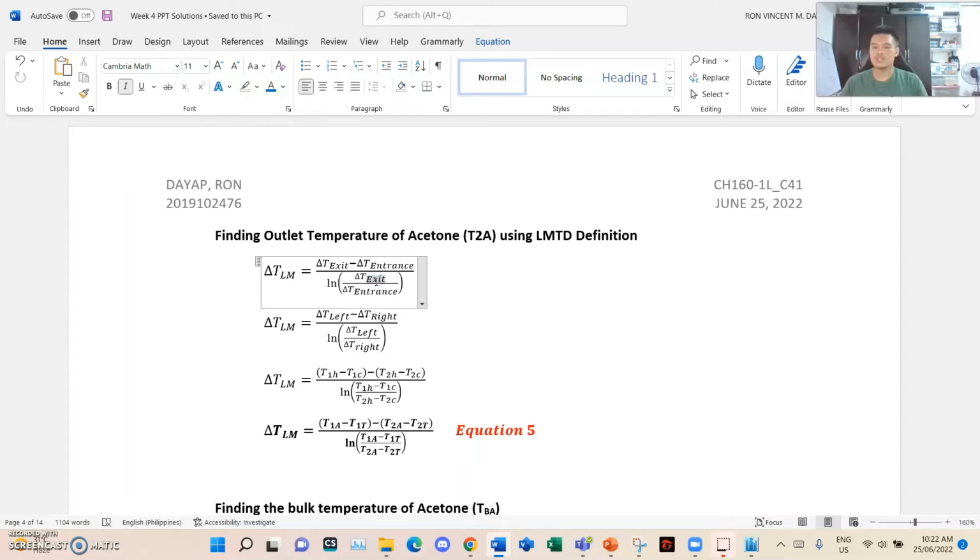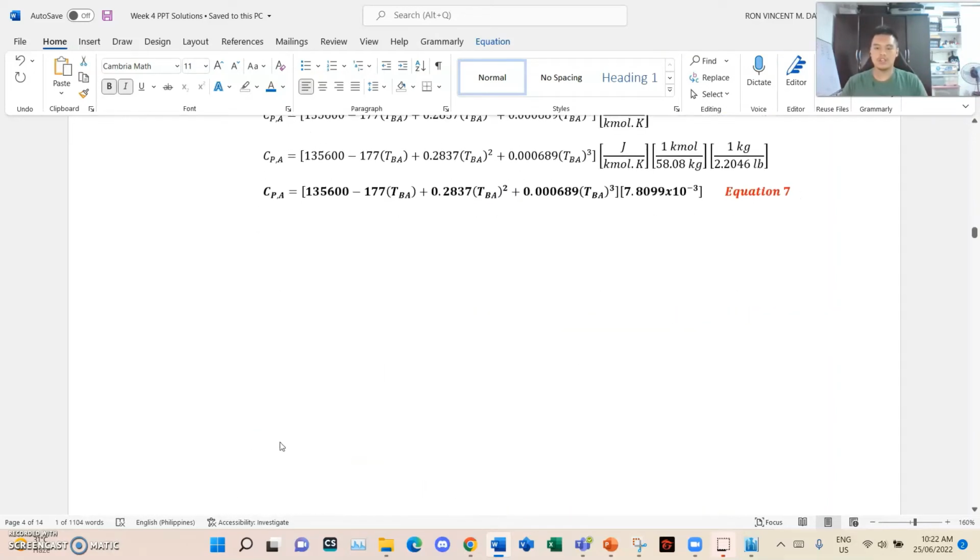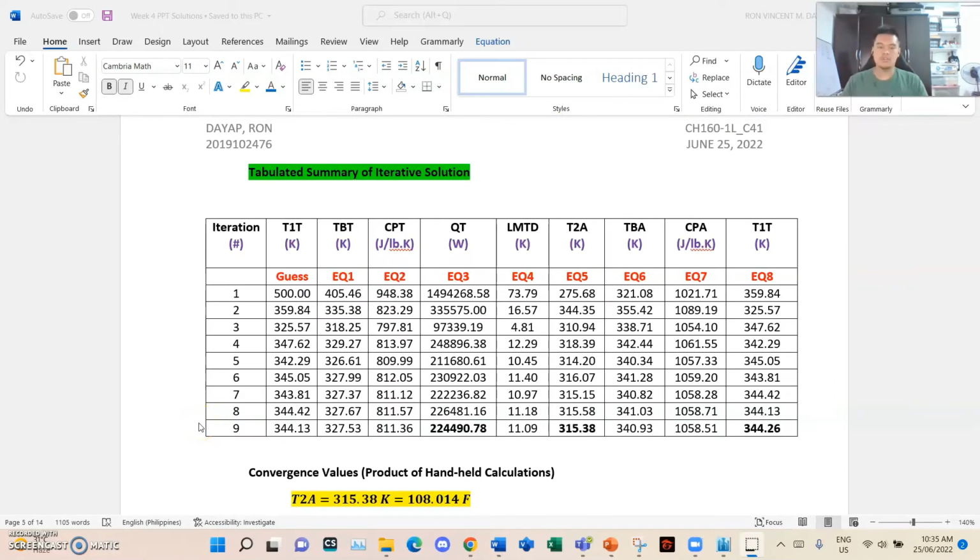That's why what I suggest is to plot this equation, given that you already guessed an initial value of T1T, and you're trying to find T2A, but you already found delta TLM, or LMTD. You will be able to find the corresponding T2A if you plot this as y equals the following equation, where you put T2A as x. And that's how you can get an easier time to get the LMTD, DT2A method, using the LMTD calculated earlier. And this table summarizes the iterative solution that I've done in Excel.